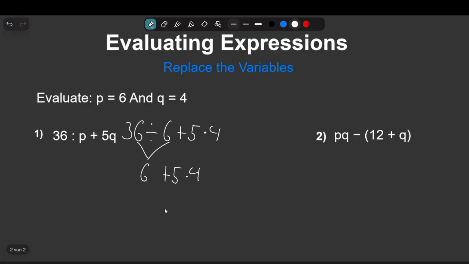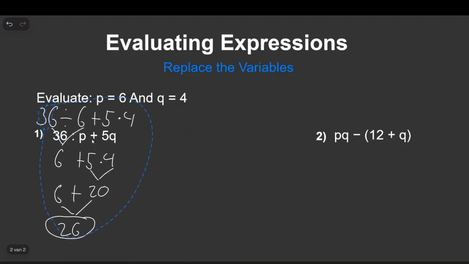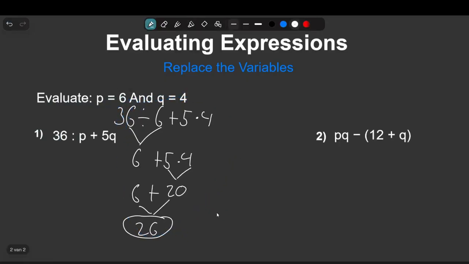Again, using PEMDAS, we're going to do 5 times 4 first. 5 times 4 equals 20. So what we have now is 6 plus 20 as our final problem. We can solve this by doing 6 plus 20, and this will equal 26 as our final answer. You don't have to do all of this rewriting for your problem to work out, but I like to do it like this just to keep it simple for myself and a bit more organized.